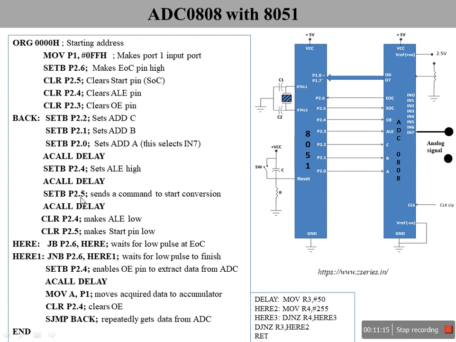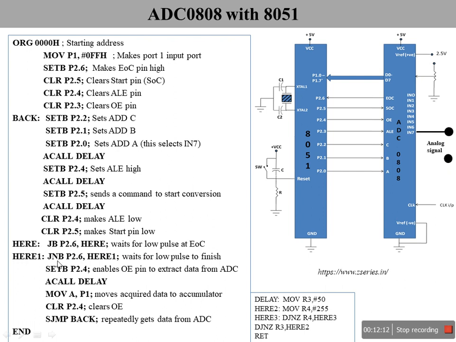Then set bit 2.5, which is start of conversion. Once the input channel is selected and the address is latched, we can start a conversion and send the command to start conversion. Then we call a delay routine. Then clear 2.4, which makes ALE low, and clear 2.5, which makes the start pin low. Once you give start conversion, the ADC will convert the analog signal to a digital signal. Then jump if bit 2.6 is set, waiting for the low pulse at EOC. Here we just wait until end of conversion goes low.